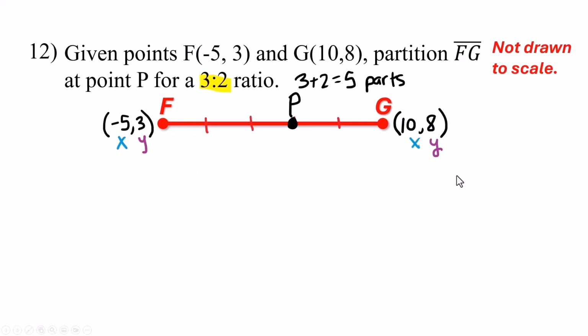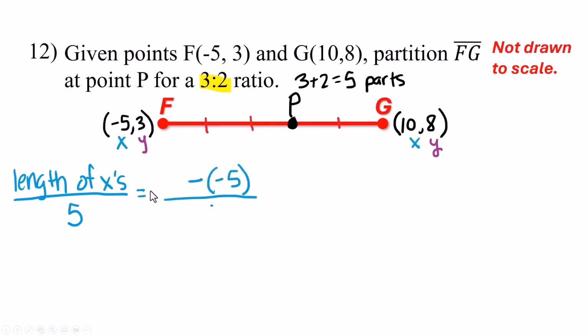That's an XY and that's an XY. So how long are each one of these parts? Because that's what we need to figure out. So the length of the X's is going to be the total distance between -5 and 10, and then you'll divide that into 5 parts. Well, the total distance is going to be 10 minus the -5, divided by 5.